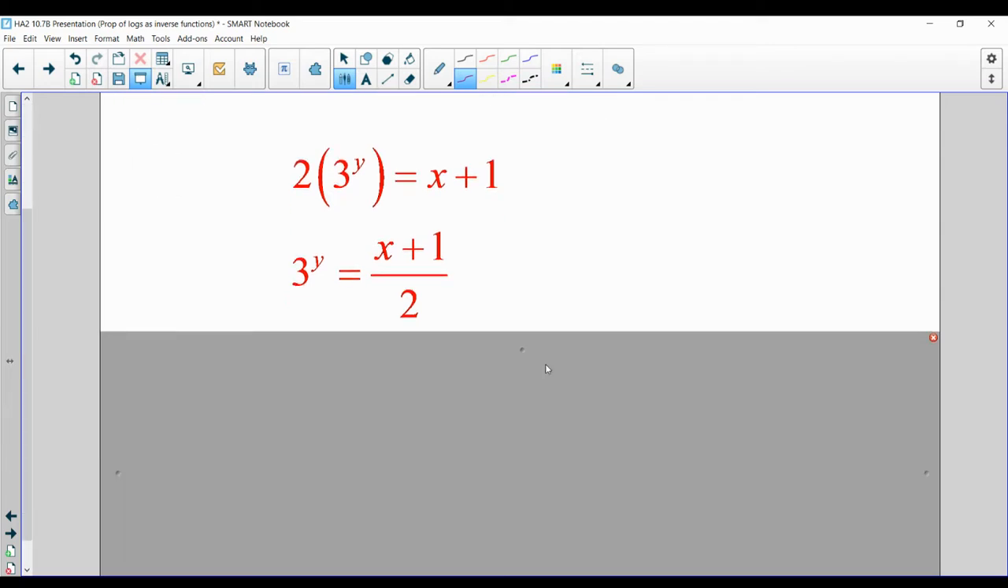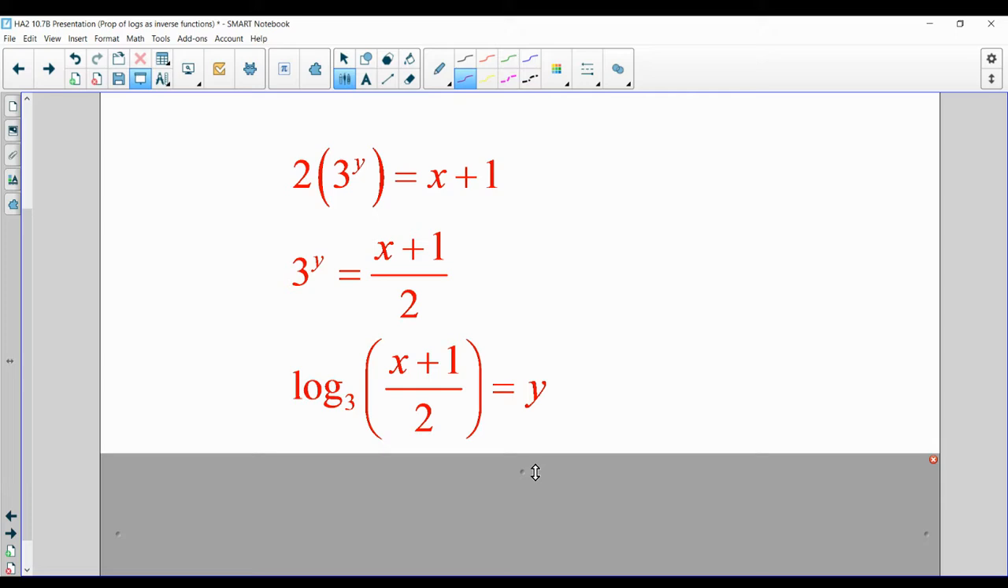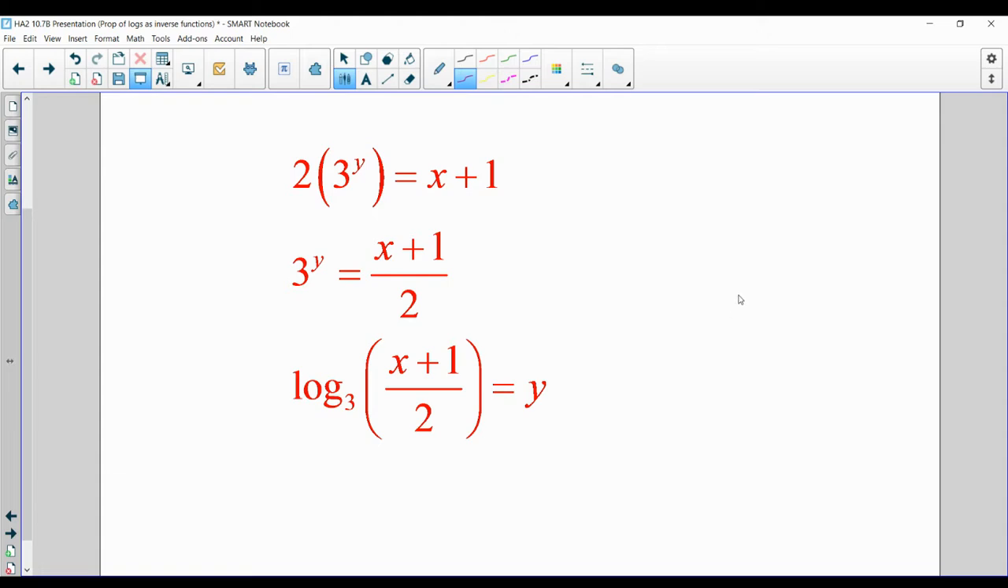Here you get kind of stuck. What would be the process for getting this y out of the exponent? Well, I am going to switch it into logarithmic form. So logarithmic form would be log base 3 of this whole thing as my argument is equal to the exponent. Oh, hey, how about that? The y is by itself, and I am done with the problem. Okay.